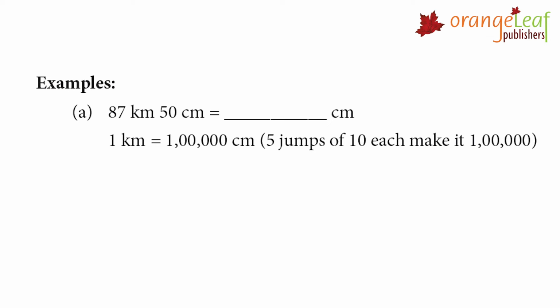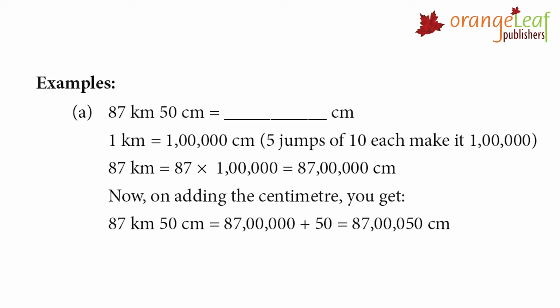Here is an example. Let's convert 87 kilometers 50 centimeters to centimeters. So here we see that 1 kilometer is equal to 1 lakh centimeters. According to the table, it is 5 jumps of 10 each, which makes it 1 lakh. So 87 kilometers into 1 lakh equals 87 lakh centimeters. Now, if we add the given centimeters, we get 87 kilometers and 50 centimeters is equal to 87 lakh centimeters plus 50 centimeters, which is 87 lakh 50 centimeters.